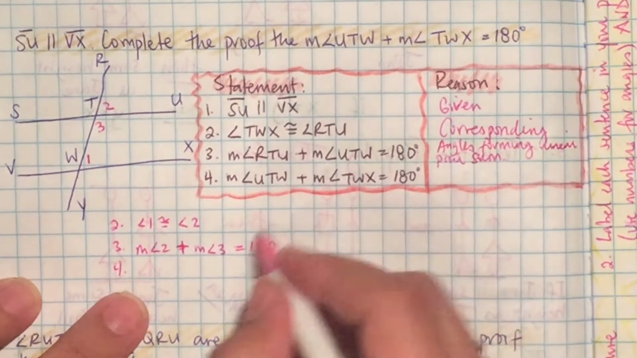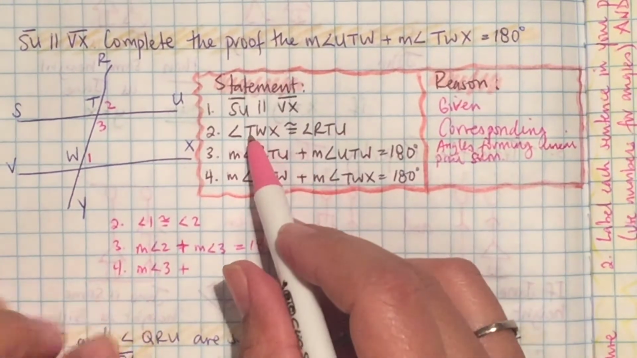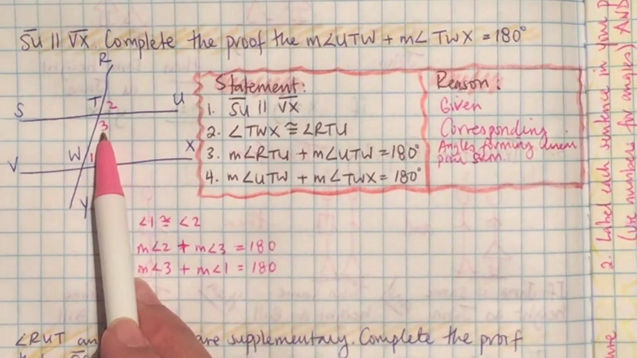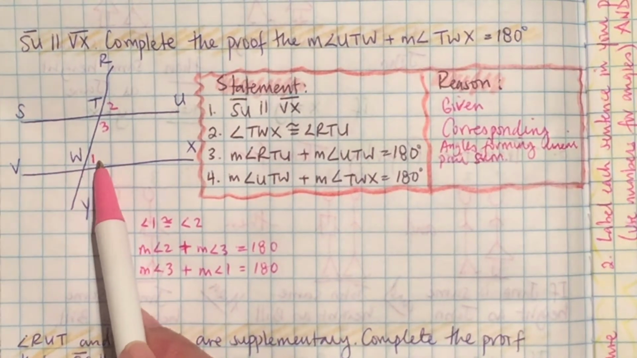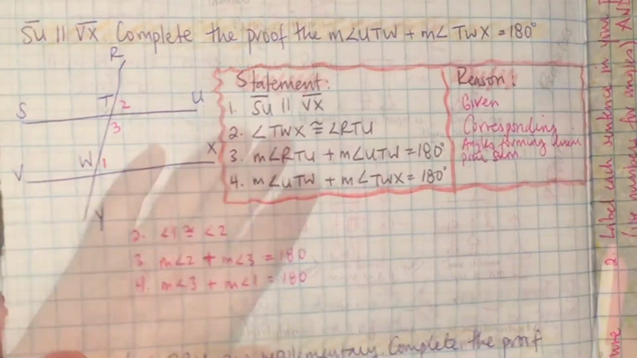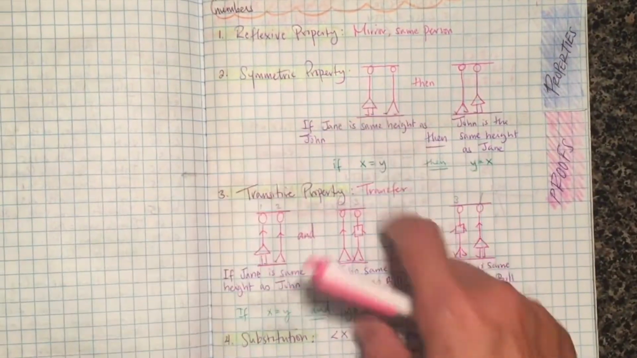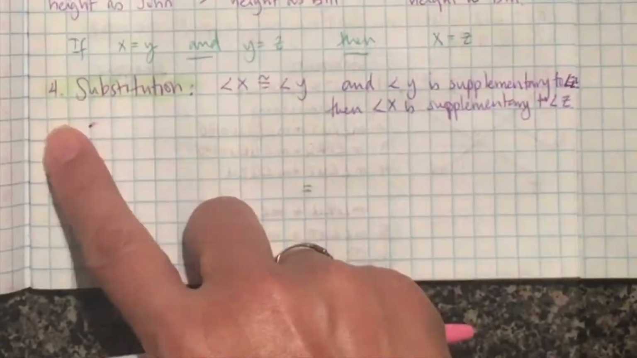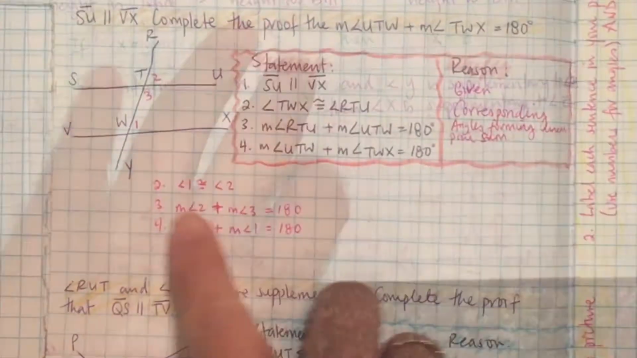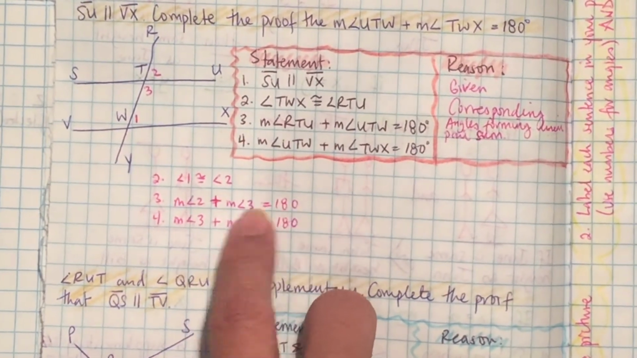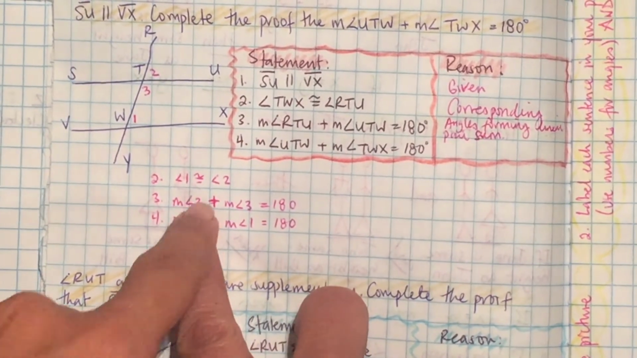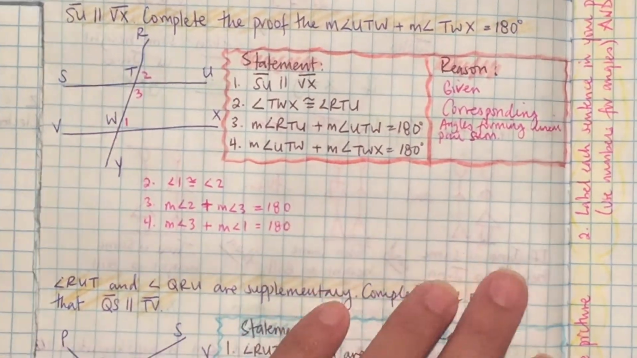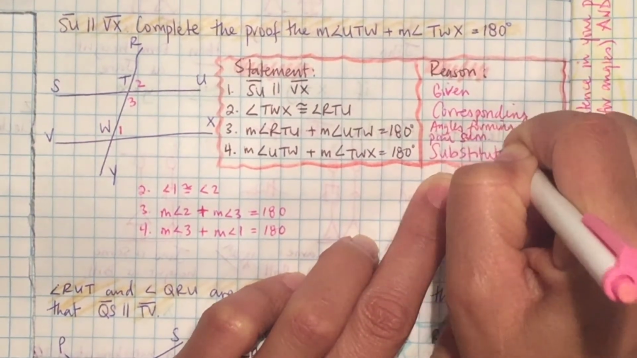Alright, so then we have 4, the measure of UTW, which was used in the previous one, which is 3. And then the measure of TWX, which was used before, is 1, is equal to 180. Now, why is that? Well, let me go back to my notes and see what I have for options. So it's not reflexive, it's not symmetric, it's not transitive. I'm going to check if it's substitution. So substitution says if 1 is 2, and then 2 plus 3 is 180, and I can substitute 1 for 2 right there. So now it will be 3 and 1 is 180, so that works. So that's going to be substitution.